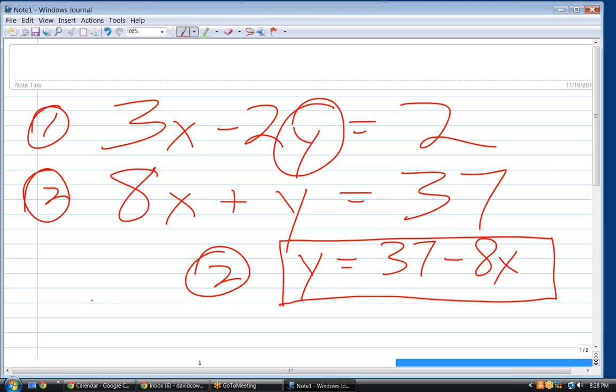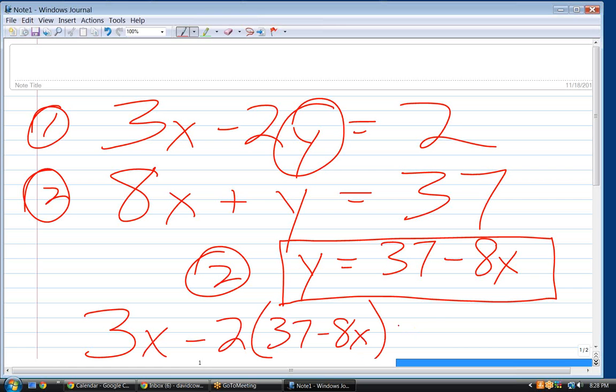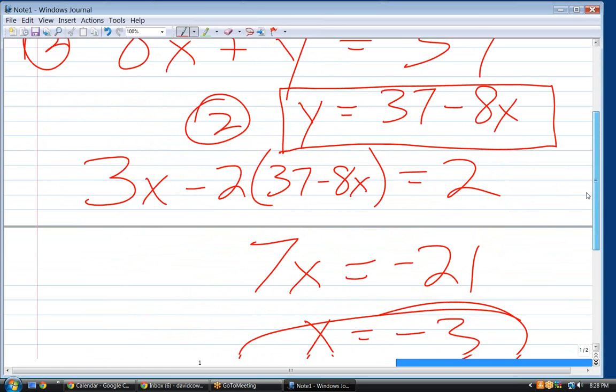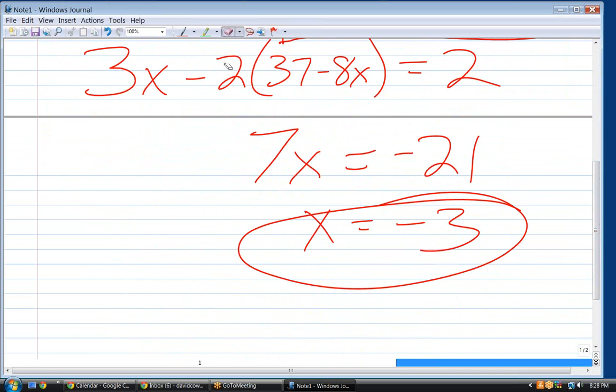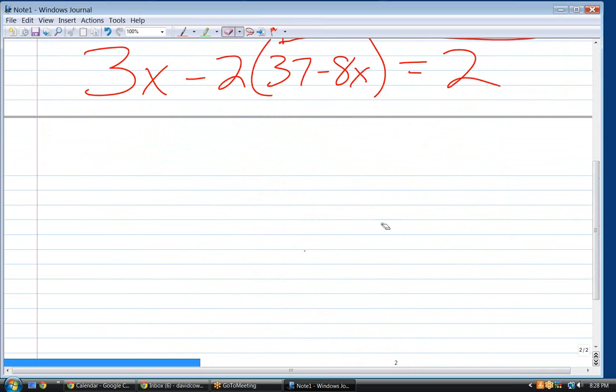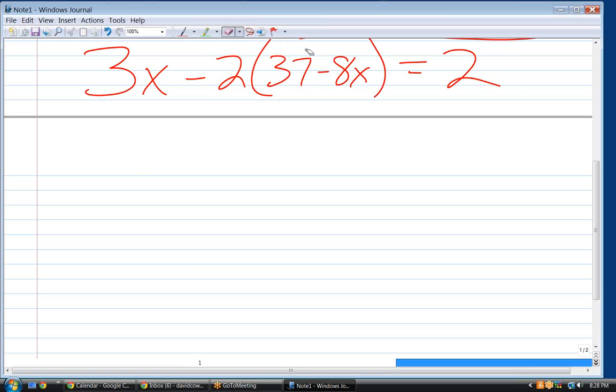Okay. So now what do you get? 3x minus 2, and then in parentheses, 37 minus 8x equals 2. Now we got one equation, one unknown. We can solve it. First step in solving this. Well, I don't really know how to do it when there's a 2 in front of the parentheses. Do you multiply it? Yeah.